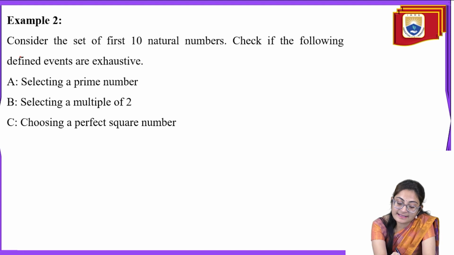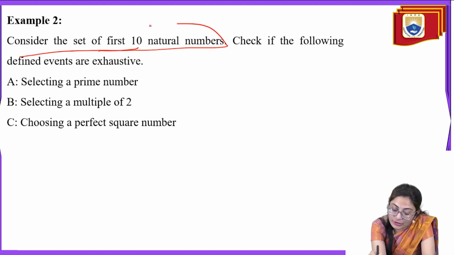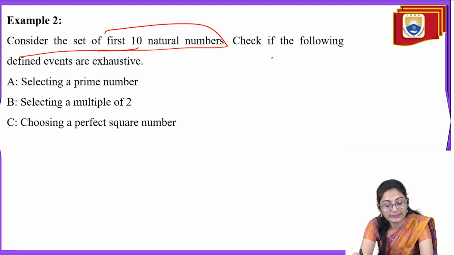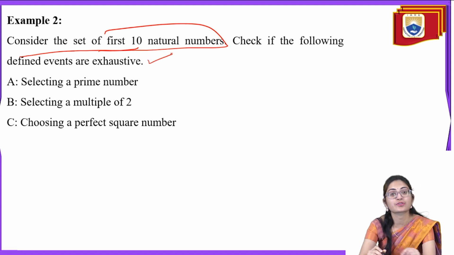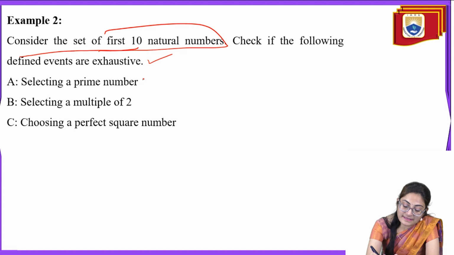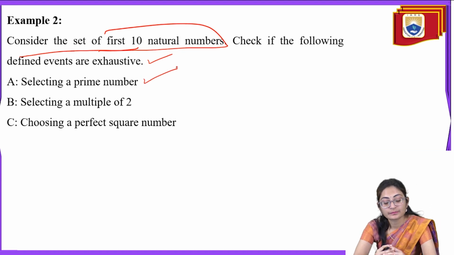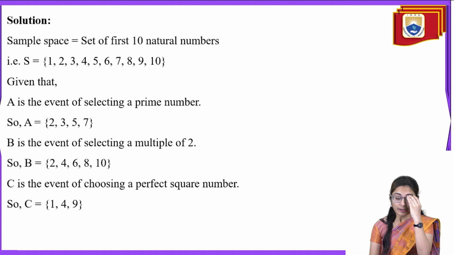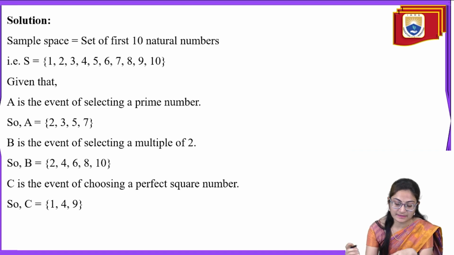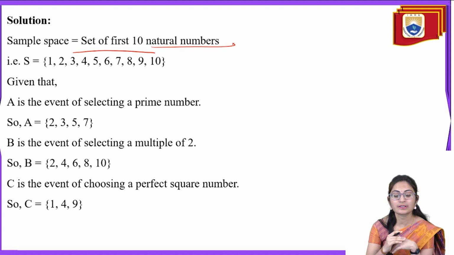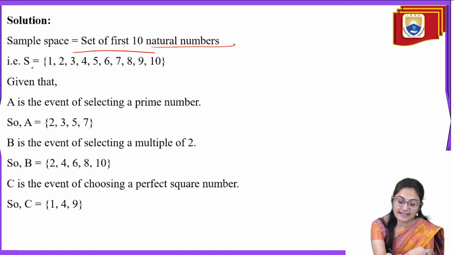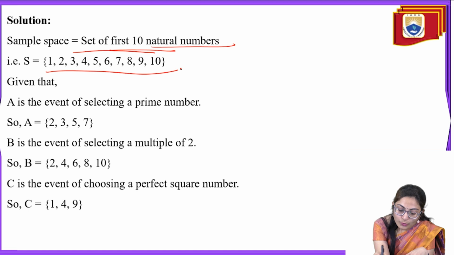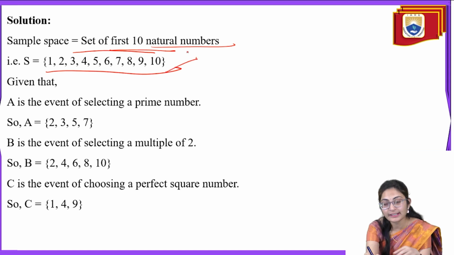Now the second one: consider the set of the first 10 natural numbers and check whether the following defined events are exhaustive. A, selecting a prime number, B, selecting a multiple of 2, and C, choosing a perfect square number. Now the solution: the sample space is the set of the first 10 natural numbers, 1, 2, 3, 4, 5, 6, 7, 8, 9, 10.